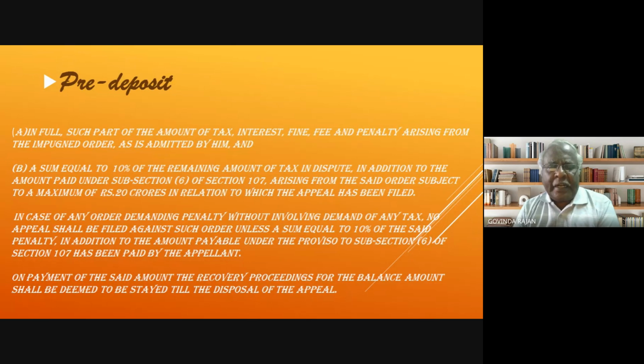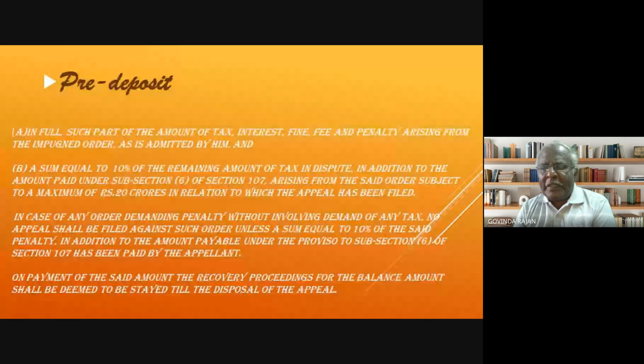In case of any order demanding penalty without involving demand of any tax, no appeal shall be filed against such orders unless a sum equal to 10% of the said penalty, in addition to the penalty payable under the provisions of the scheme, is paid by the appellant. So if the appeal is only for penalty, he has to pay 10% of the penalty amount. On payment of the said amount, the recovery proceedings for the balance amount shall be deemed to be stayed till the disposal of the appeal.